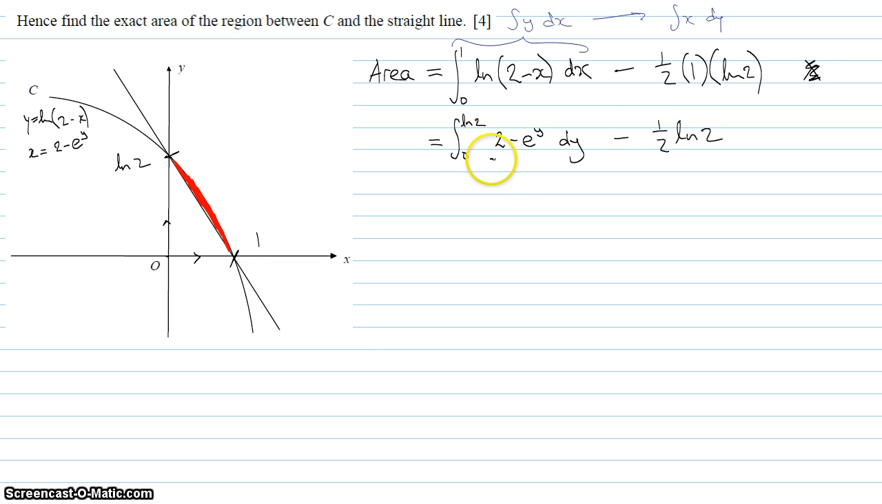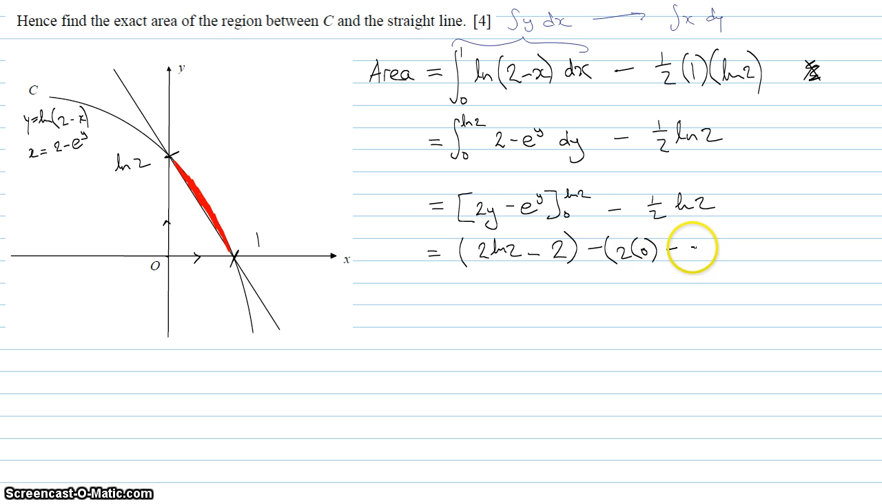So what do I get this time? Well, now this isn't too bad to integrate. Integrate 2 dy, I get 2y. Integrate e to the y dy, I get e to the y. I'm looking at that between 0 and ln 2, minus a half ln 2. So that gives me 2 ln 2 minus e to the ln 2, which is just 2, take away 2 times 0 minus e to the 0, which is just 1, and that whole thing minus a half ln 2.